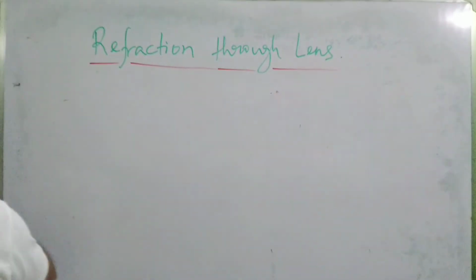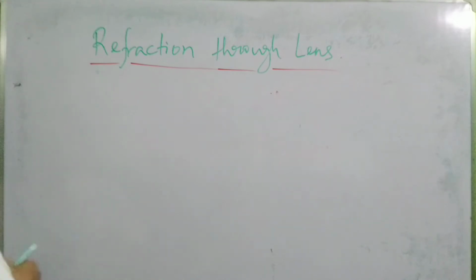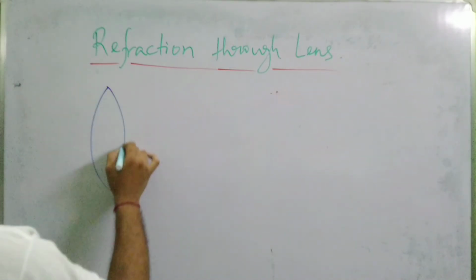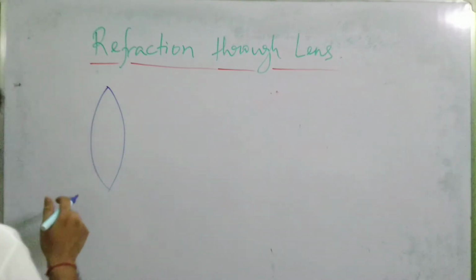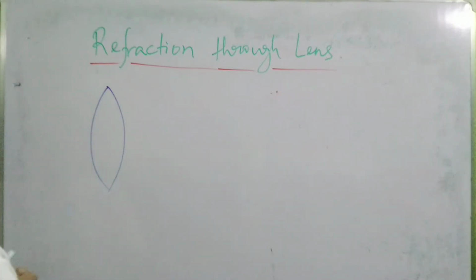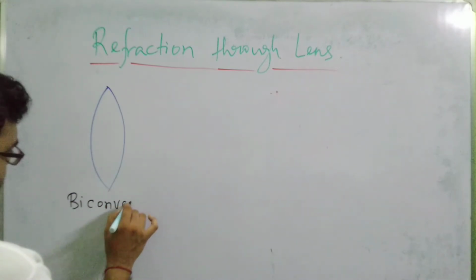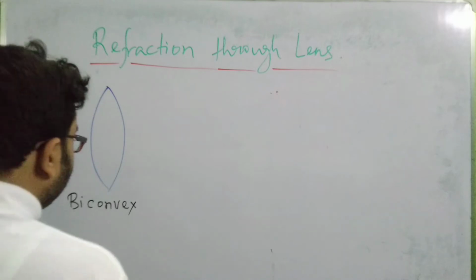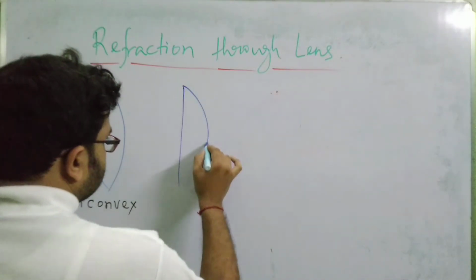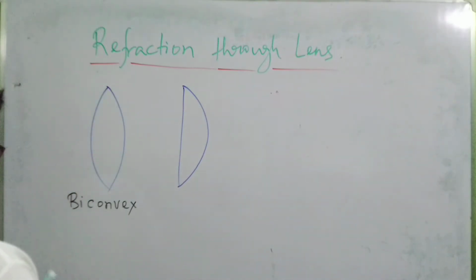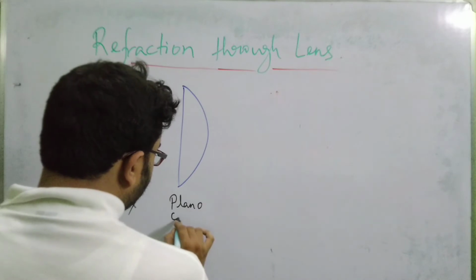Let us come to the types of the convex lens first. A convex lens can be of three types. First, if I consider this kind of lens where it is bounded by both spherical surfaces, this kind of lens is called a biconvex lens. Another kind of convex lens is where one surface is a flat or plane surface and the other is convex. This kind of lens is called a plano-convex lens.